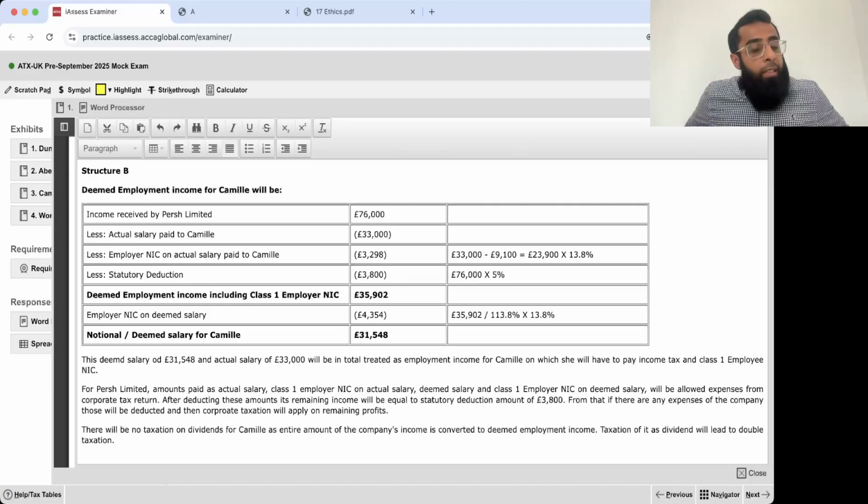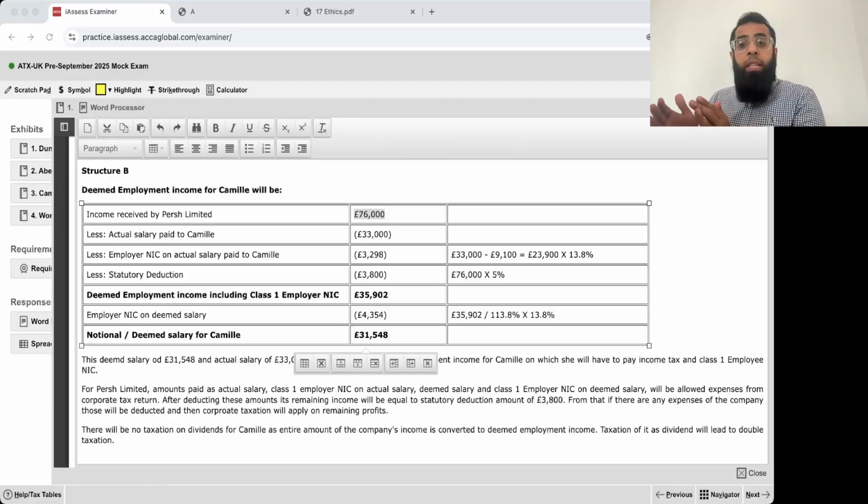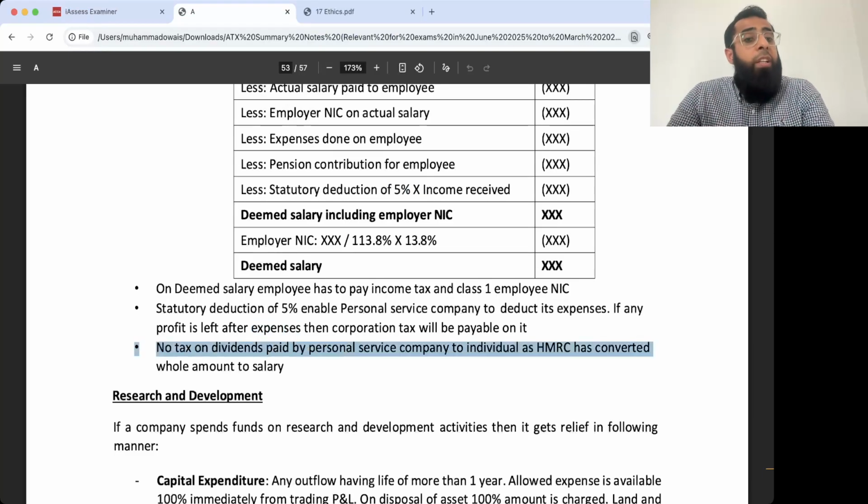See, think logically. Whatever amount the company received of 76,000, we converted it into deemed employment income. Now, if I say, okay, the company had that much profit, the company deducted this, and the company paid you that much dividend. So either the company will give me deemed employment income or will give me dividend. How can it give me two things at the same time? Due to the deemed employment income working, there is no dividend amount left, as the whole amount has been converted to the salary.